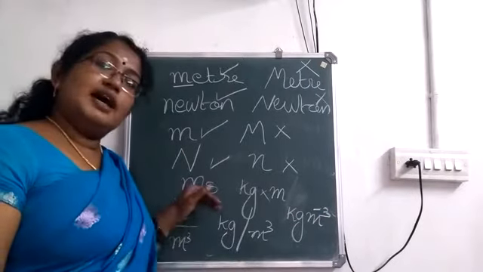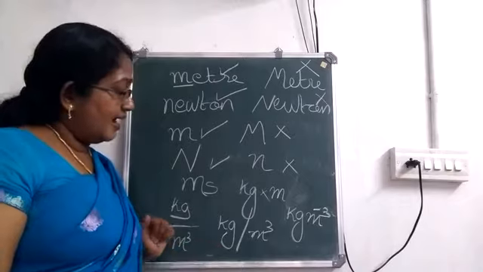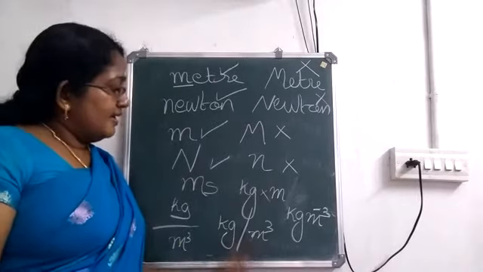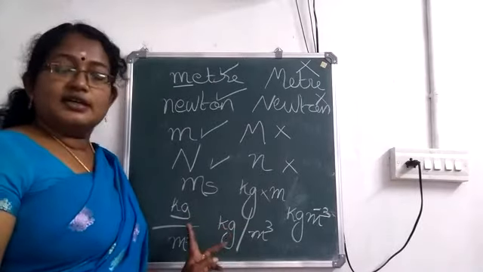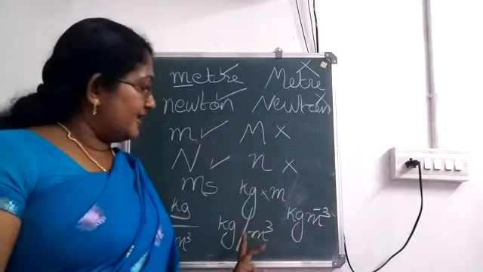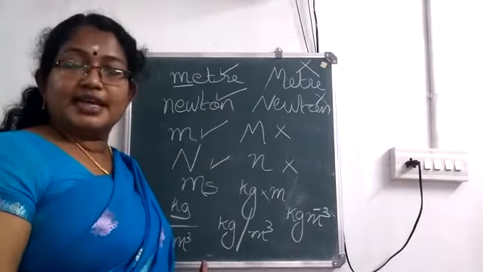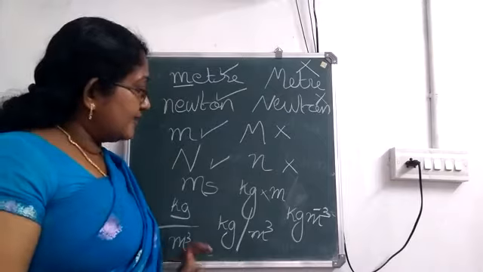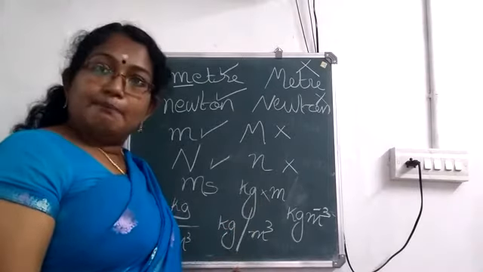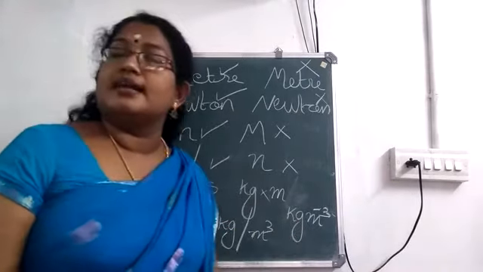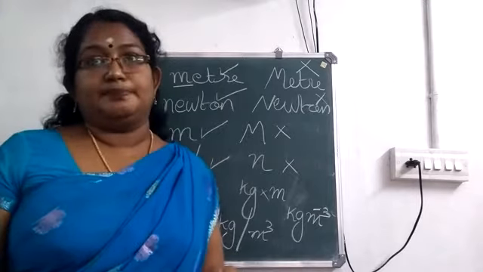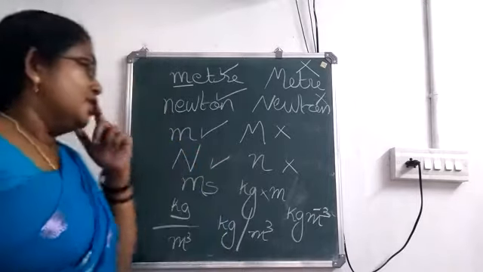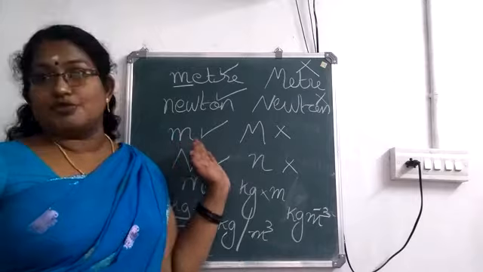If you are having one unit in the numerator and the other in the denominator, the unit in the numerator will be written as such. What about the unit in the denominator? It should be either written by putting a bar sign or it should be written as a negative power. Okay. Now, these are the main things you have to consider.